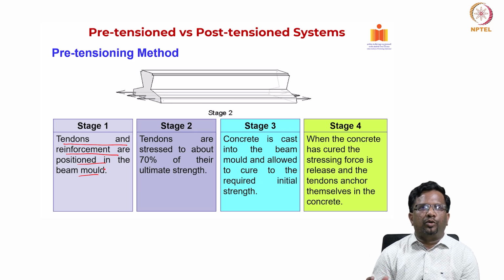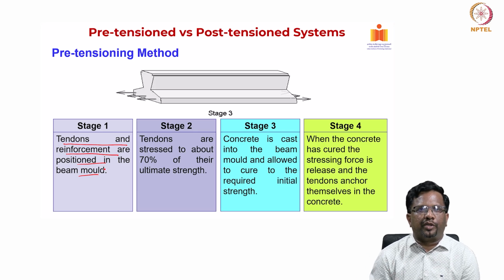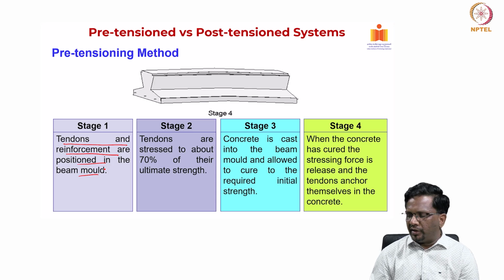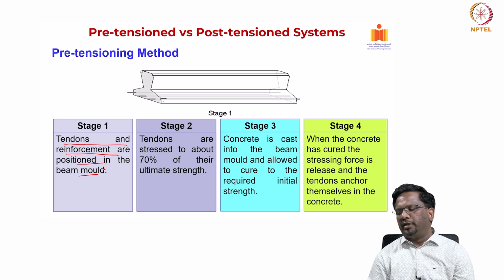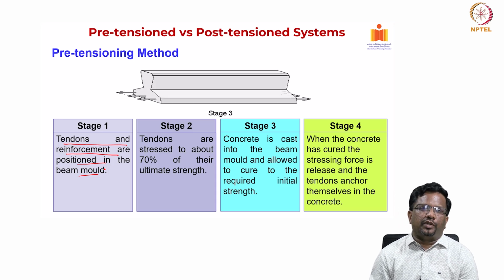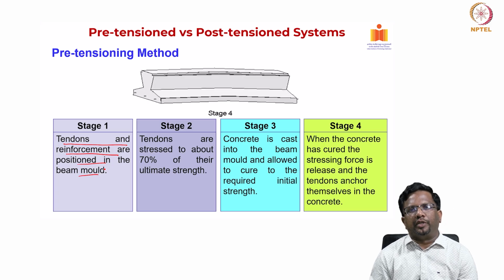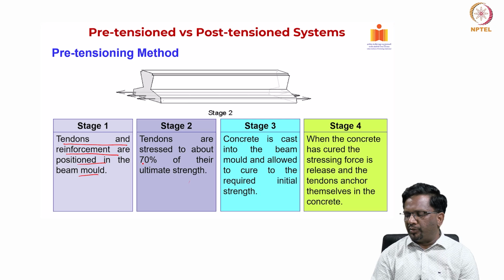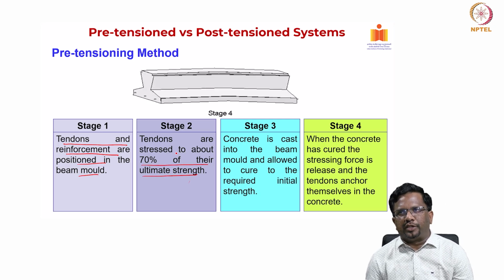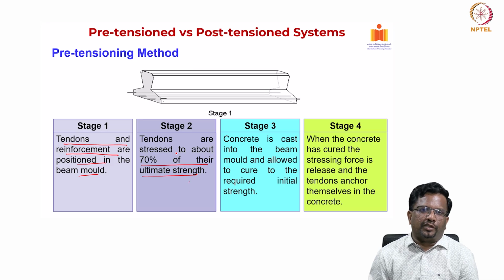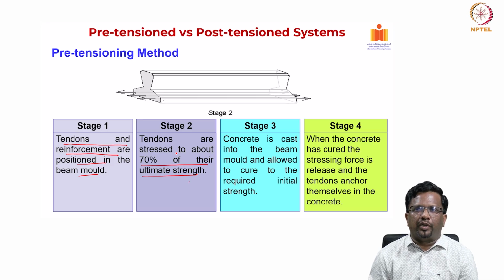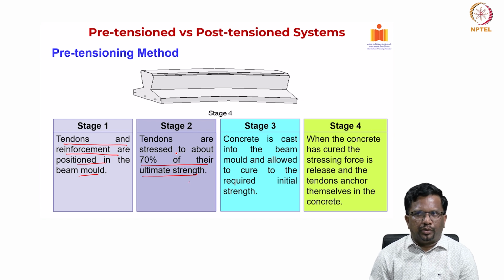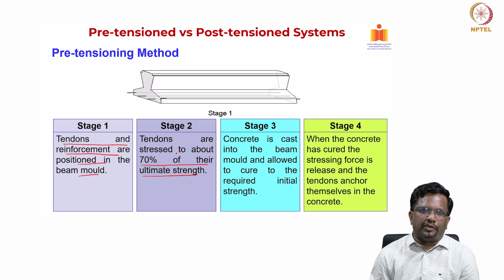You keep a beam mold. Before pouring concrete, you place the tendons and reinforcement. Then the next stage is that the tendons are stressed, usually to 70 or 75% of their ultimate strength. They are stressed in stage 2, and in stage 3, after the tendons are tensioned to the required level, the concrete is cast into the beam mold and allowed to cure to the required initial strength.